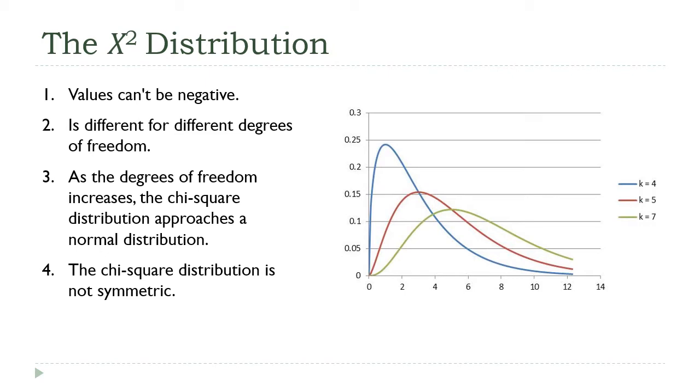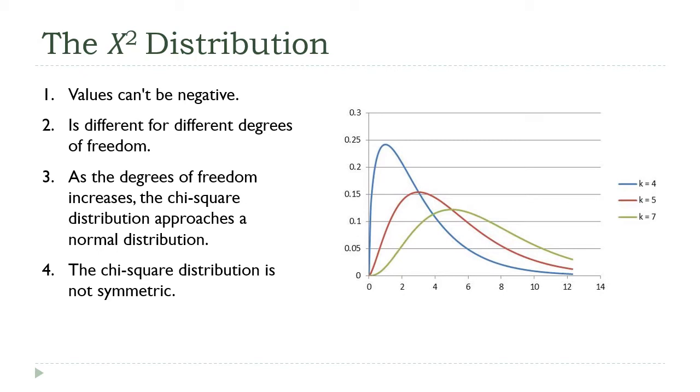So before we go on, I want to highlight some key properties of this distribution. Now, on the right here, I've graphed the distribution for several different degrees of freedom, so you can get a general idea of its shape. Now, the first thing you should notice is that the distribution doesn't have any negative values. And obviously, it's different for different degrees of freedom.